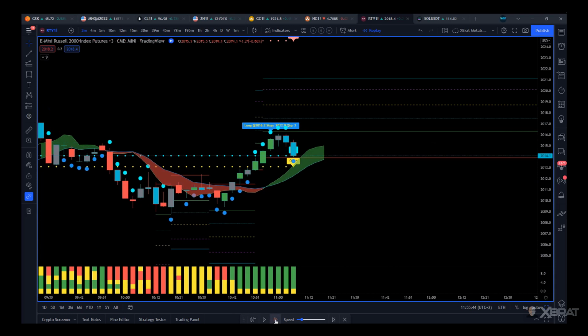That original trade comes back down. This is where our stop is for that original trade here. Okay, that's the original entry. That's the original stop down at this point at 2012.8. Okay, not taking the stop out yet.